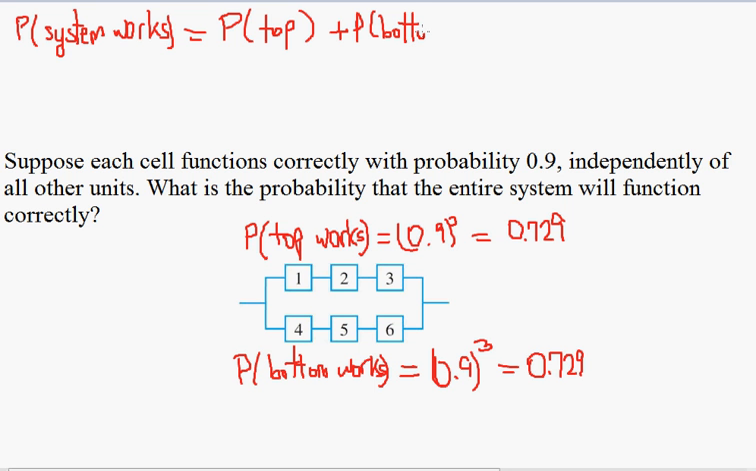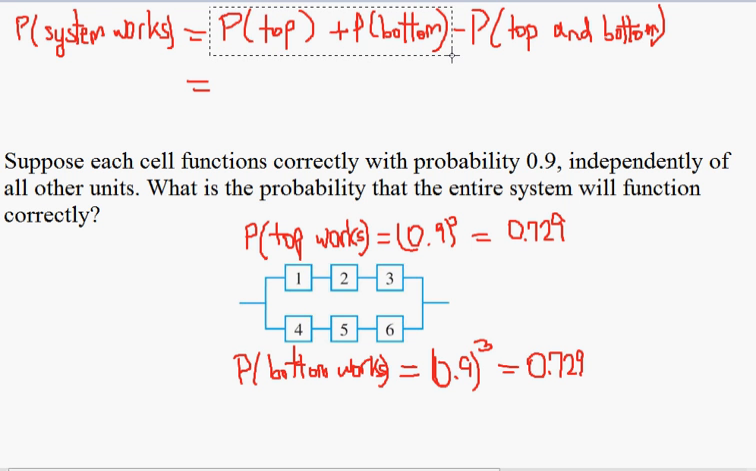Now, in this case, the events are not mutually exclusive. It is possible for the top and the bottom to work, so minus the probability of top and bottom. So this was an OR question. The probability of top works or bottom works. For an OR question, we add, but before adding, we ask ourselves, are the events mutually exclusive? If they can happen at the same time, then we have to subtract something off.